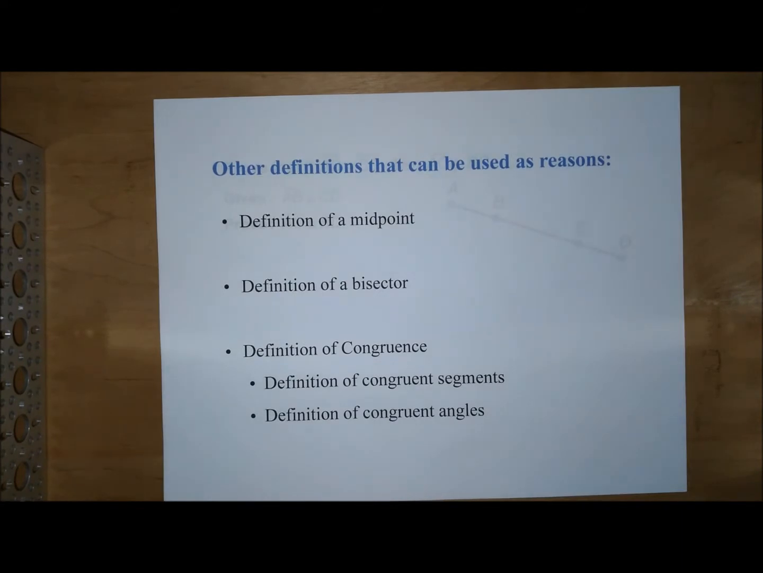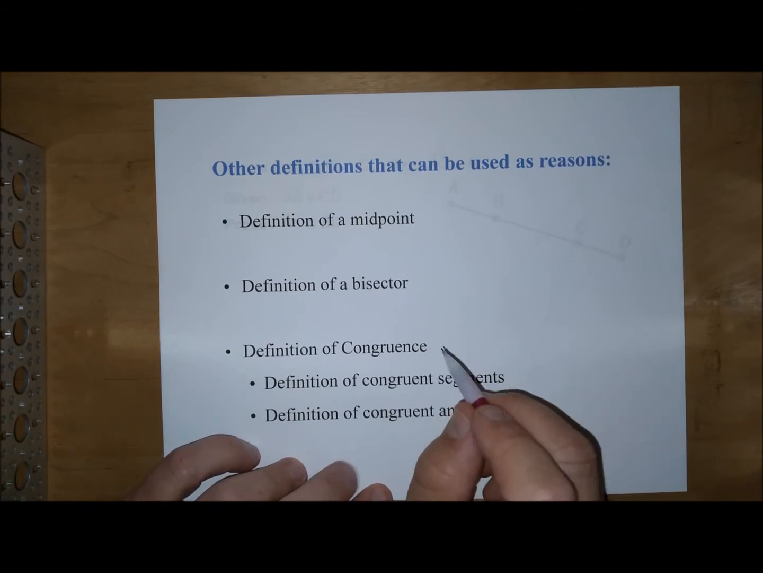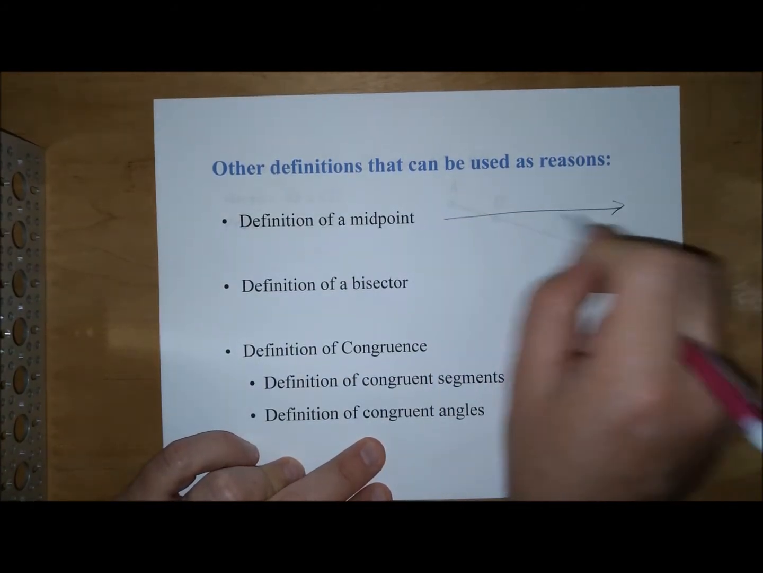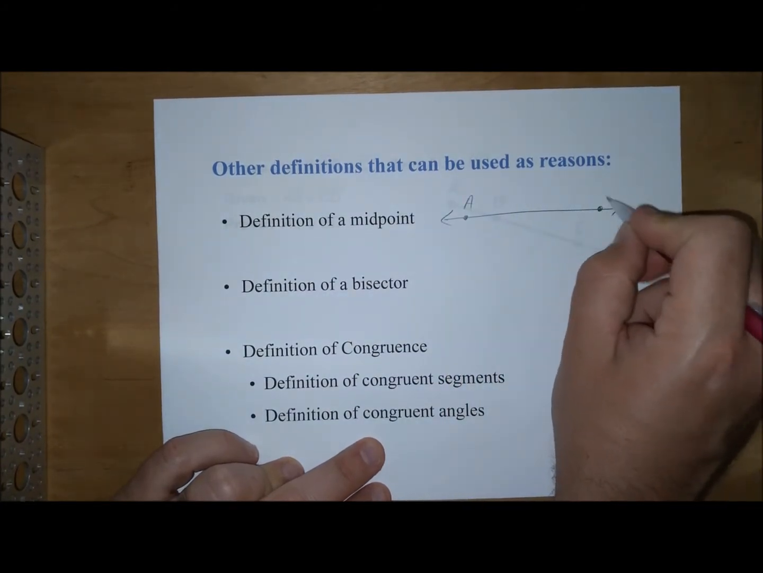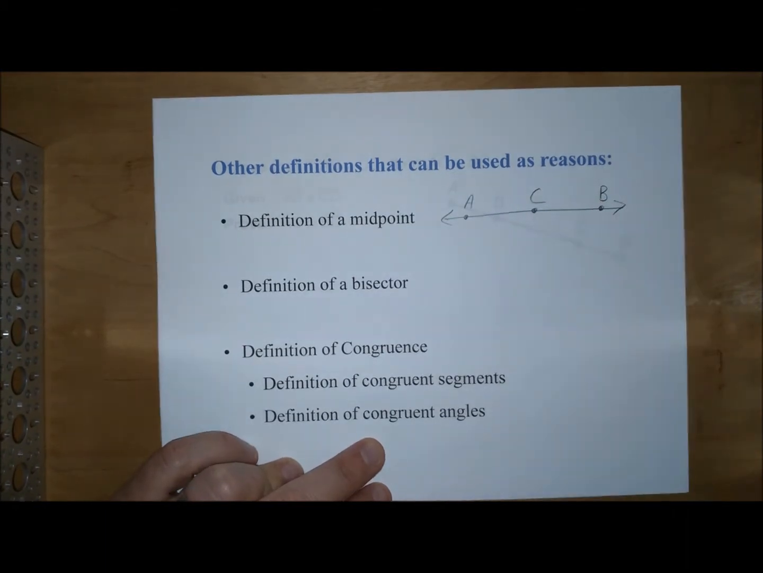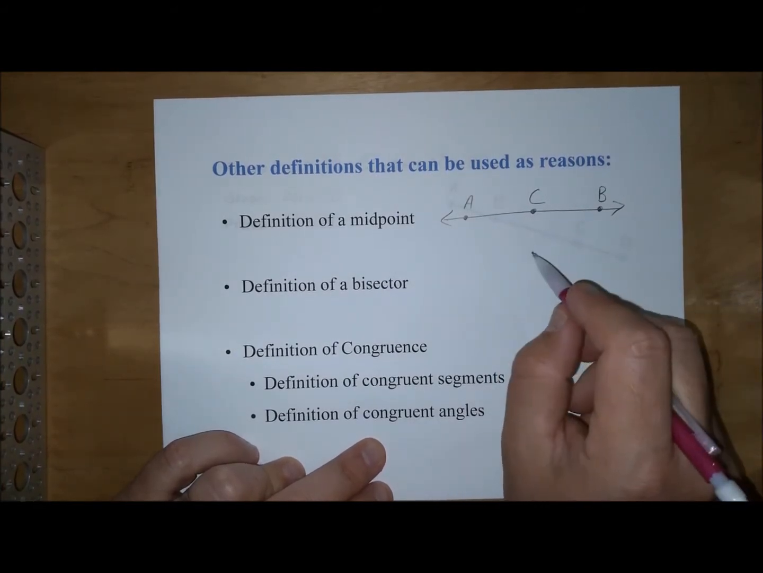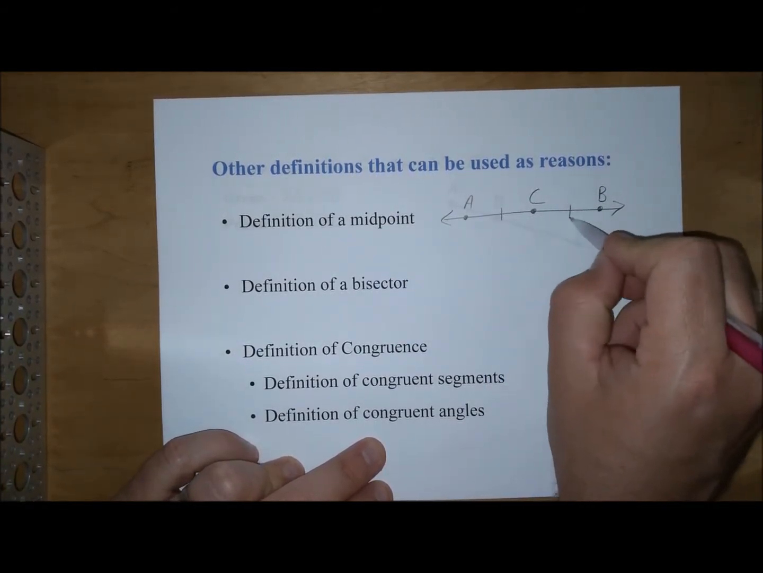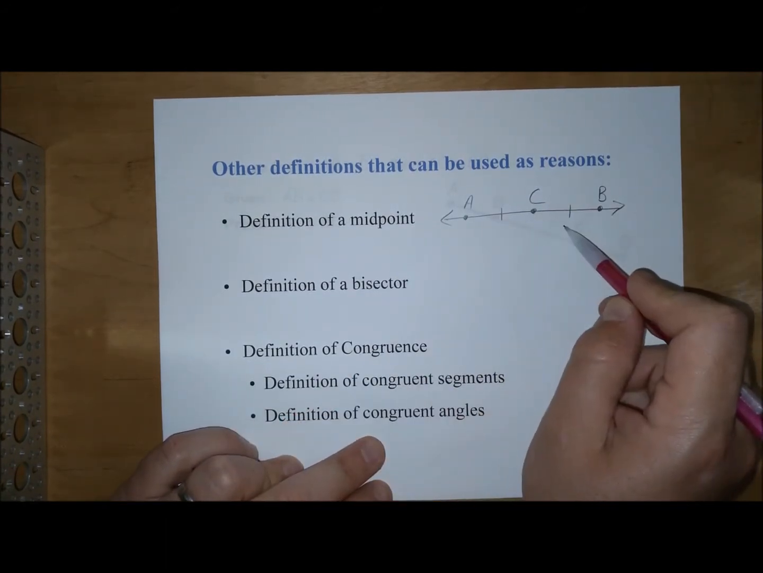And then some other definitions that we should be aware of are our definition of a midpoint. Okay, how might we use this? Well, if I had some line segment AB, and I told you that C was the midpoint of AB, what could you conclude from that? Doesn't that mean that AC and CB are congruent? They're going to have the same measure. So I can state that in a proof.